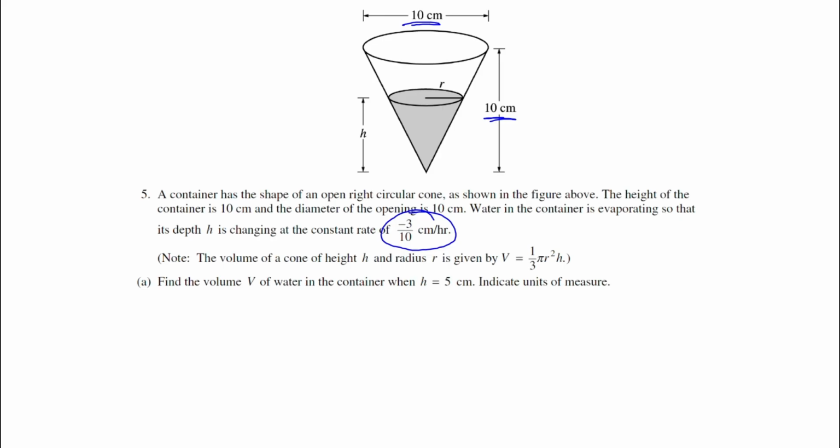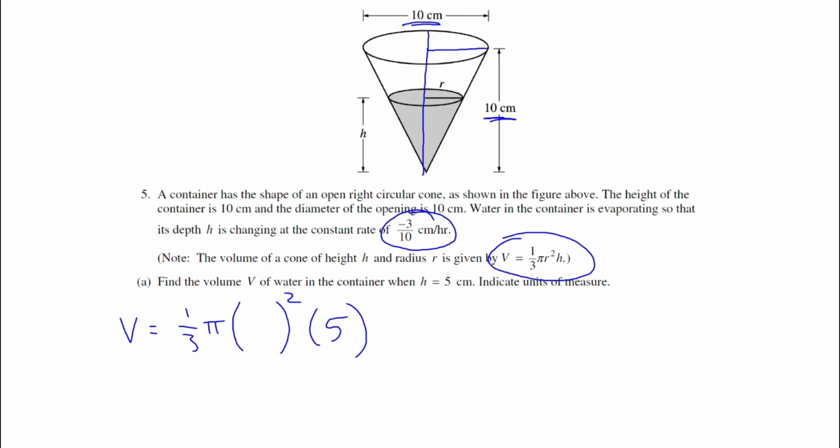Well, this should be fairly straightforward. We know that the volume of a cone, which they did not, oh no, they did give us it, is 1/3 pi r squared H. So we want to find the volume when H is 5. Well, that's going to be 1/3 of pi times our radius squared. Well, we'll have to figure out what that is in a second, and then times H of 5.